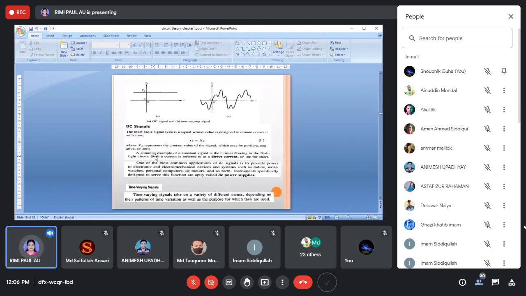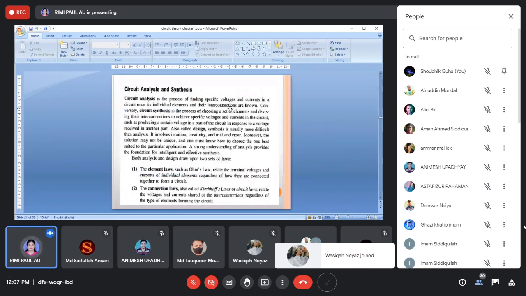Now you know that this is a DC constant supply, and there is a time varying signal, also a time invariant signal. Whenever I discuss signals, that means periodic signal, non-periodic or aperiodic signal, even signal, odd signal, time varying signal, time invariant signal, deterministic signal, non-deterministic signal. That time I'll describe all these things. Right now, just see the figure.